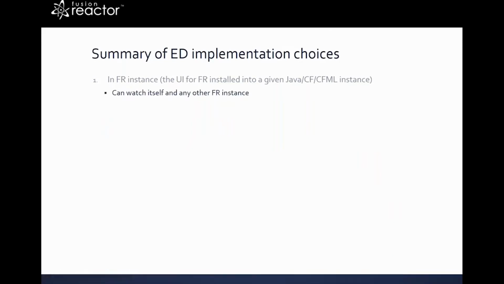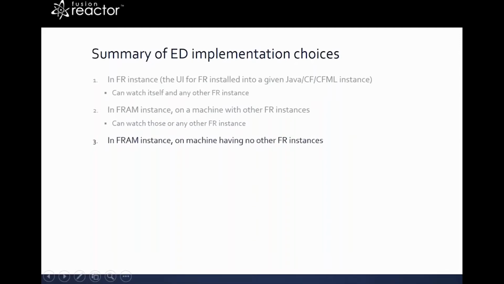And the limitation of watching itself is, of course, if it goes down, it won't be able to tell you that it went down. It'll just go down. You could put it in a FRAM instance on the same machine that has other FusionReactor instances, and that could watch those instances or any other instances on any other machine. And then finally, as I said, you could put it on a machine that has no FusionReactor instances, but you could put it in the FRAM there, and it could watch any FusionReactor instance. Okay? Hope that makes sense.